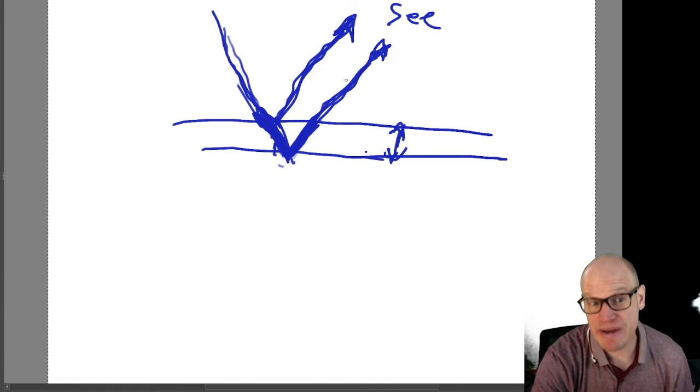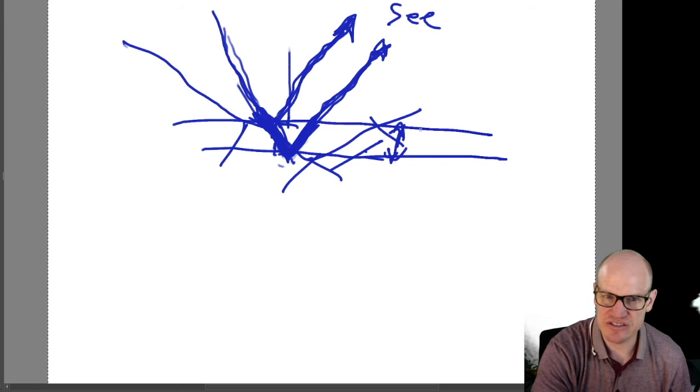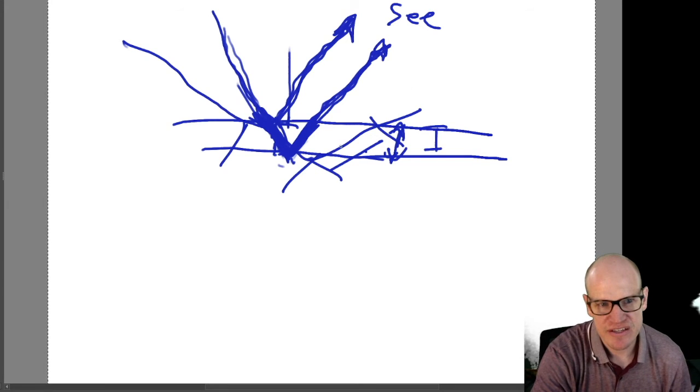You could imagine having light coming in at a different angle, for example, and then you have a different path length, right? At this angle, you have this huge path length here, where if you're coming in straight, then you've got a small path length, just twice the thickness. And so you'll get different colors depending on the angle that you see.